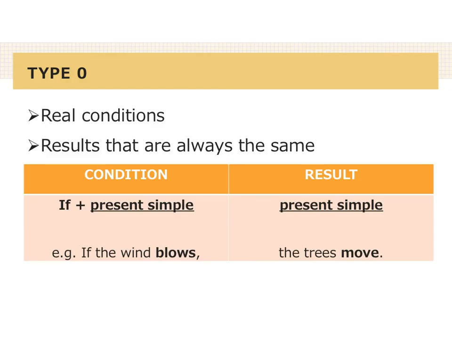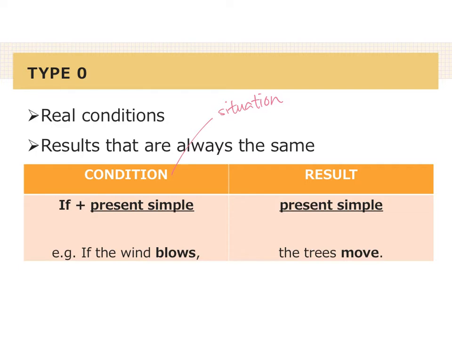In English, we have four conditionals, type 0, 1, 2, and 3. Each conditional has an if clause and a main clause. The if clause gives us a condition. When I say condition, I mean situation. And the main clause gives us the result.